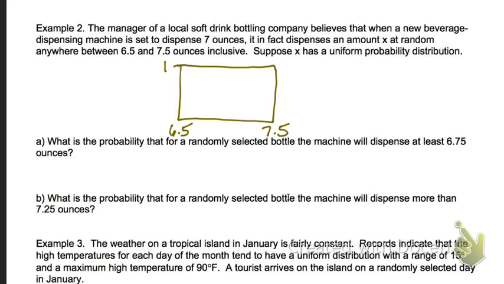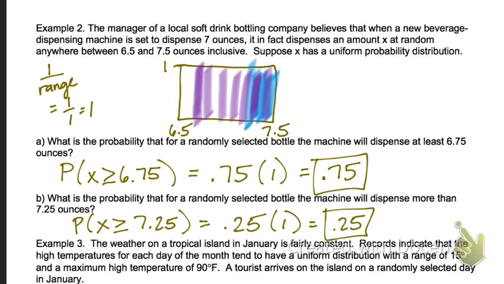Where did you get 1 over 1? 1 over the range, which is 1 over 1, which is just 1. Wait, how do you know the range is 1? 7.5 minus 6.5. Okay, here's what I got for 2. Good with that? Okay, try the last one. It's different, but I think you'll be able to figure it out.